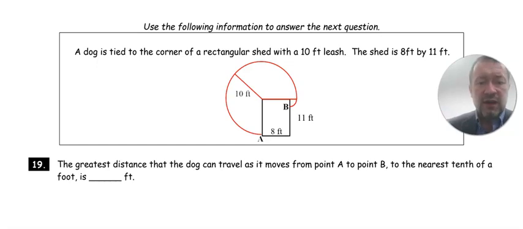So in this question we read that a dog is tied to the corner of a rectangular shed with a 10-foot leash. And the shed is 8 feet by 11 feet. The greatest distance that the dog can travel as it moves from point A to point B, to the nearest tenth of a foot, is blank feet.